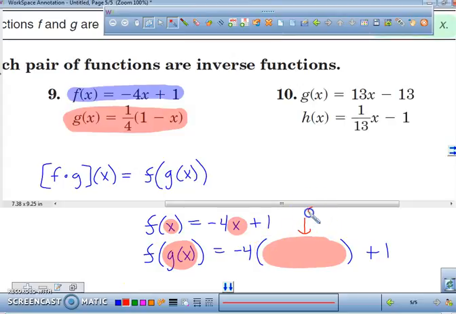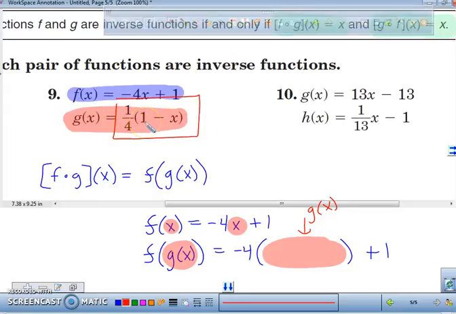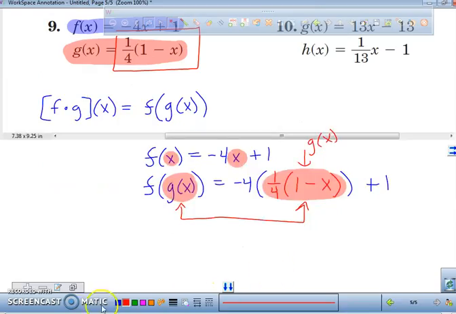Now, what is g of x equal to? All of this, 1/4 times the difference between a 1 and an x. So right here we're going to plug in 1/4 times 1 minus x, close parentheses. So I'm taking g of x and I'm plugging it in for the value of x. That's how you do f of g of x.